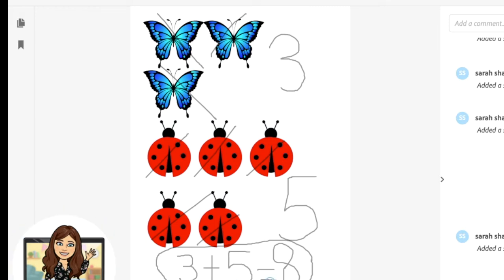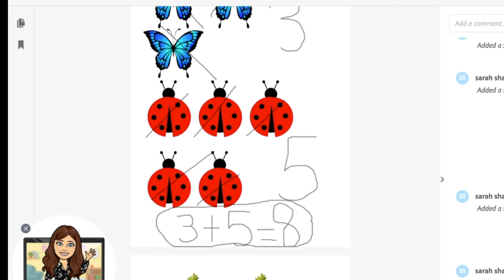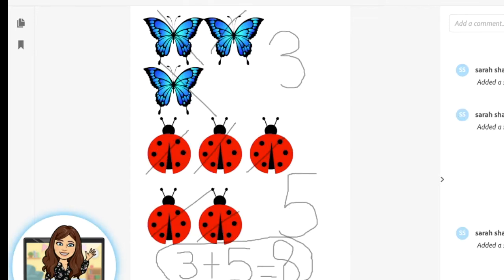3 plus 5 is equal to 8. Good job, friends. Friends, we're going to continue practicing our addition word problems with number sentences, but this time I'm going to show you how we can do it with manipulatives. Let's get started on this next activity.